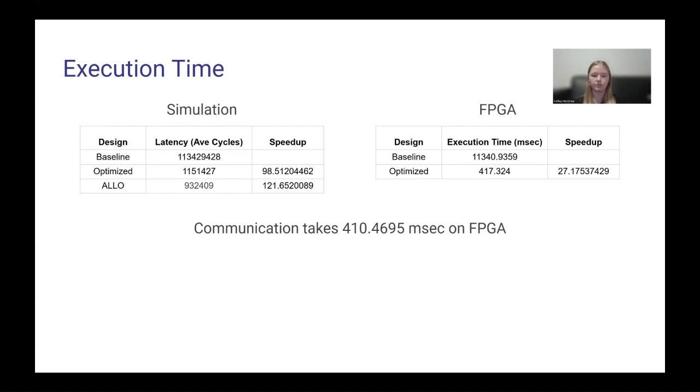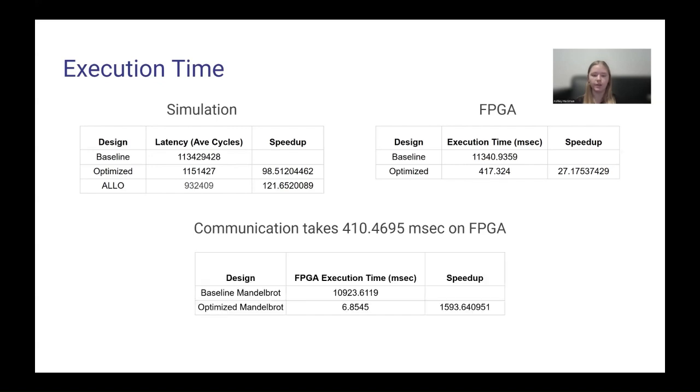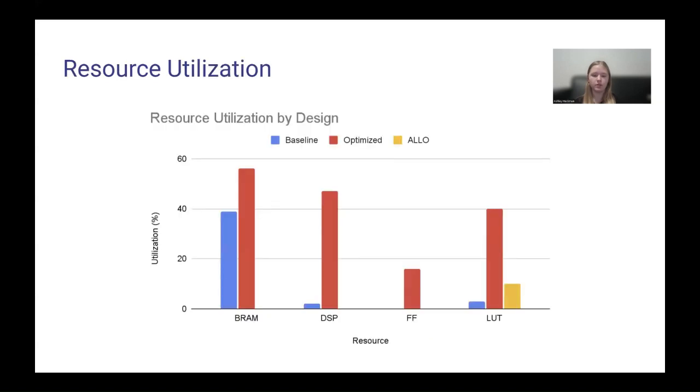Subtracting the communication times from both designs, we found that our Mandelbrot computation actually achieved a roughly 1600 times speedup, which is huge. This speedup does not come for free though. Our resource utilization increased quite a bit compared to the baseline design. However, all of our utilizations are below 60%, and since we're nowhere near the resource limit, this causes no issues.